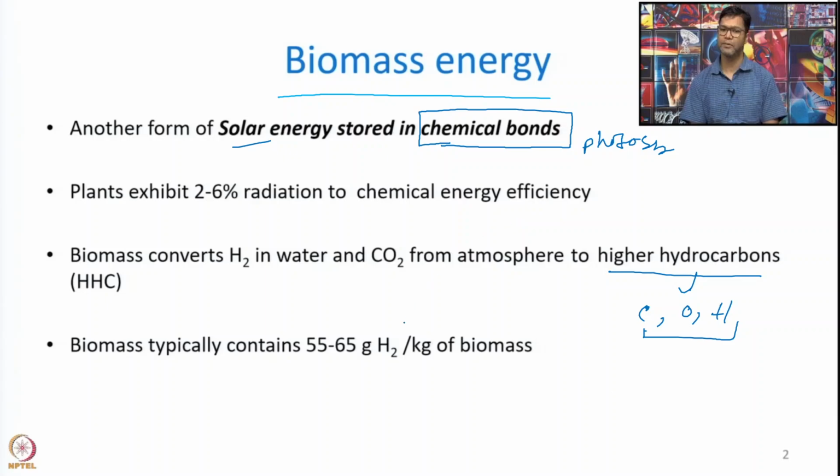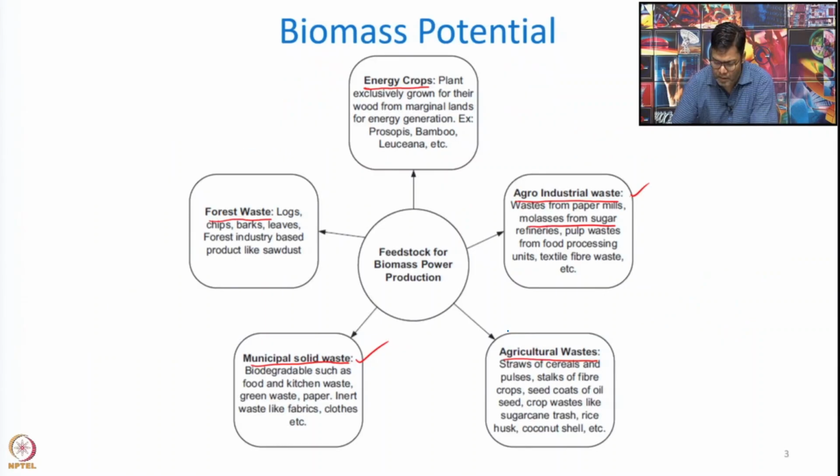Simple things, okay. You just remember these things. Typically biomass contains 55 to 65 grams of hydrogen per kg of biomass. It means in 1 kg of biomass, this much hydrogen is there, okay. These are the basic things. And the source of biomass, you know, the energy crop, okay.